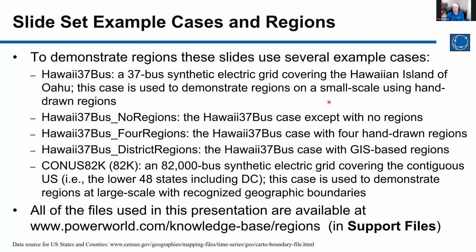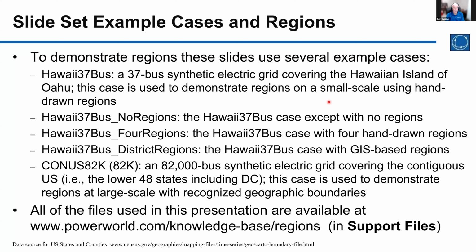Okay, the examples I'm going to use here fall into two main categories. One is a 37 bus power system that covers the Hawaiian island of Oahu, just an example system. It's a synthetic grid. Actually, both are synthetic grids. It's just useful for explaining regions in a small case way. It will be a case that can be used by the free 42 bus educational version of PowerWorld.